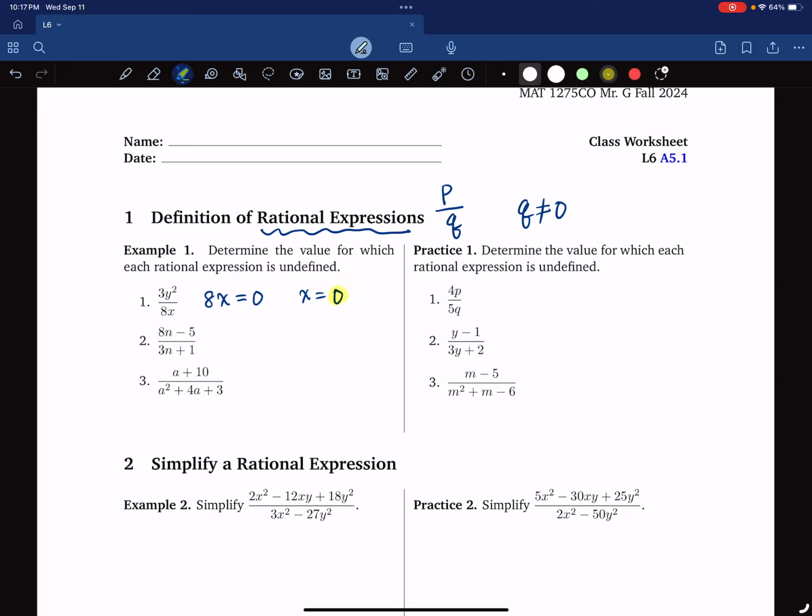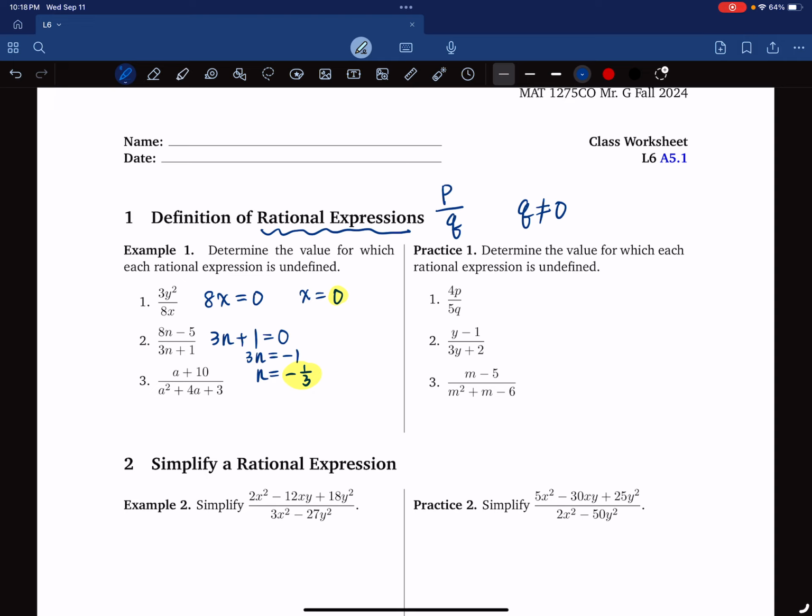Let's highlight our answer. Number two, it's still a rational expression, so we're still looking at the denominator, 3n plus 1, and we're going to make it 0. If we solve this for n, we subtract 1 from both sides, so you obtain 3n is negative 1, and we divide both sides by 3, n is negative 1/3. When n is negative 1/3, the denominator becomes 0, which makes the rational expression undefined. So that's number 2.